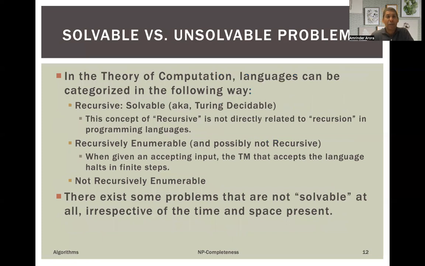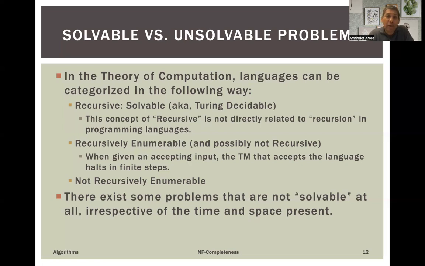Okay. Let's talk a little bit about solvable and unsolvable problems. In the theory of computation, languages can be categorized in the following way. We can say there are some problems that are solvable. They're called recursive, also called Turing decidable. Now this concept of recursive is not the same thing as recursion in Java or recursion in C, etc. Not necessarily the same. The word recursive, as we're using it here, means that this is a Turing decidable problem. So a language or a problem that is Turing decidable, we call recursive.